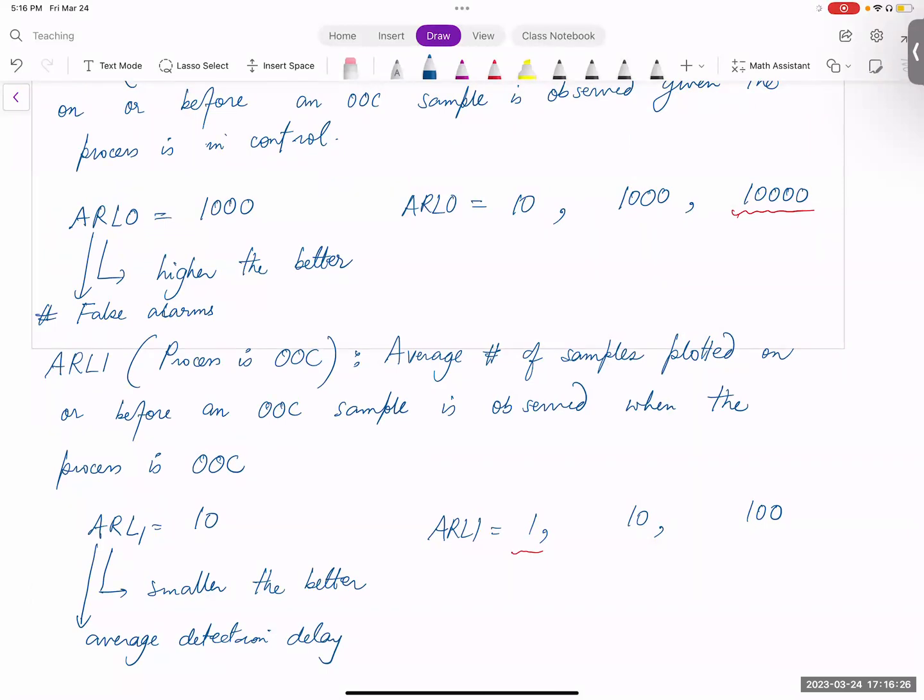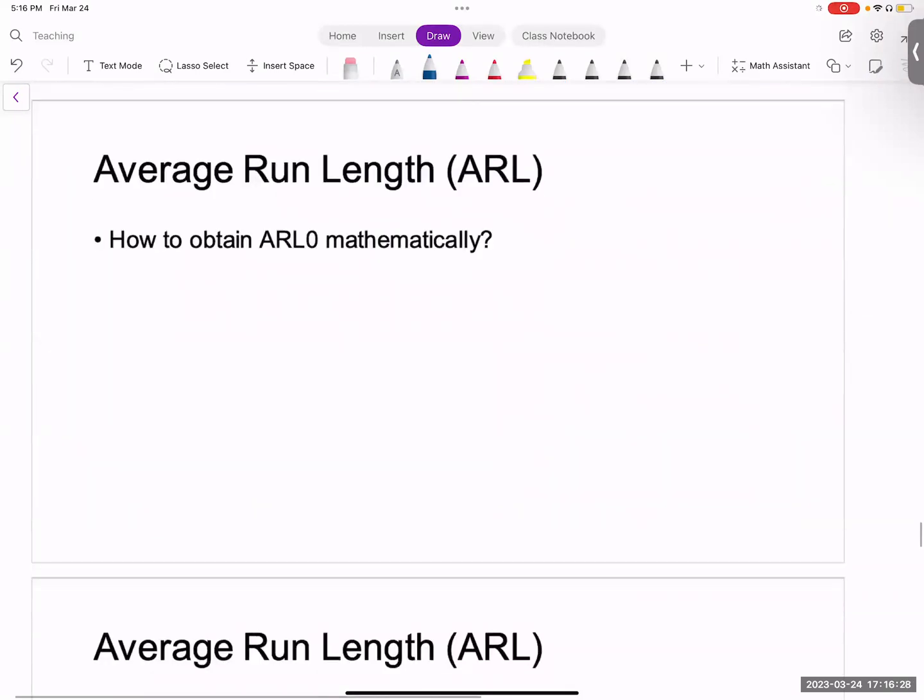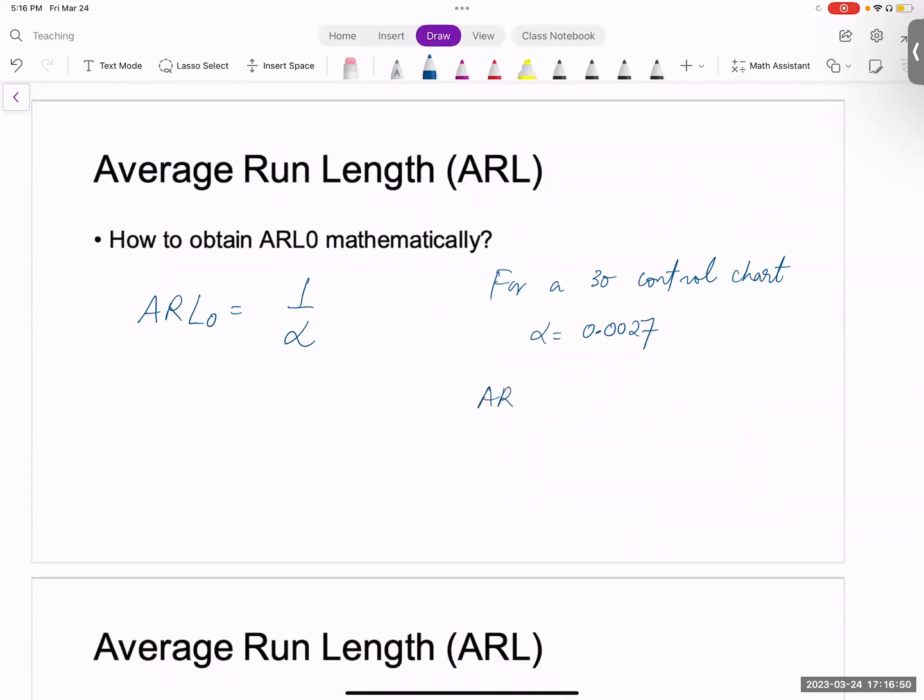Right, now, how do we compute them? Computation of these two are very simple. ARL0 is simply 1 over alpha, right? So now you can actually think for a 3 sigma control chart, alpha is equal to 0.0027. So your ARL0 is equal to roughly 370.